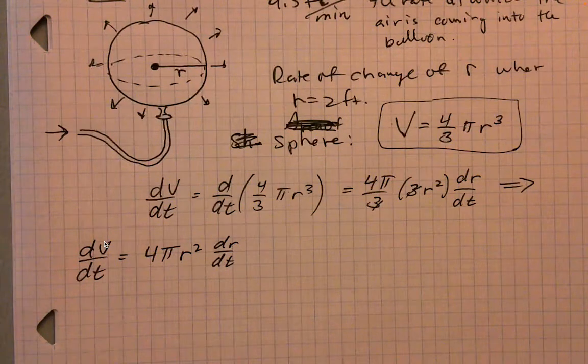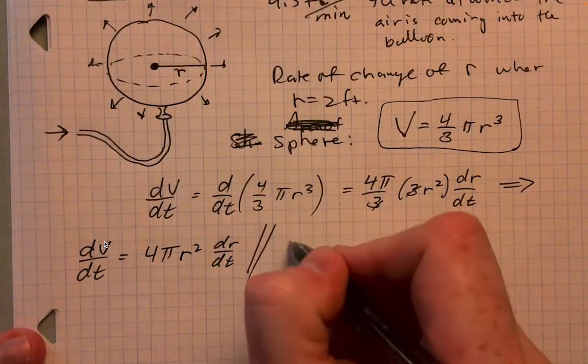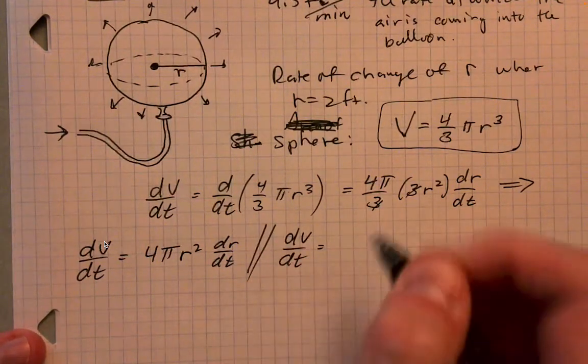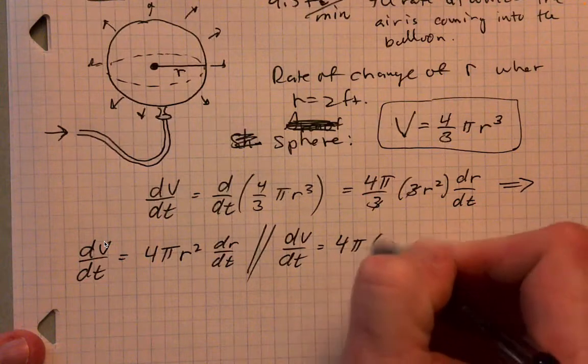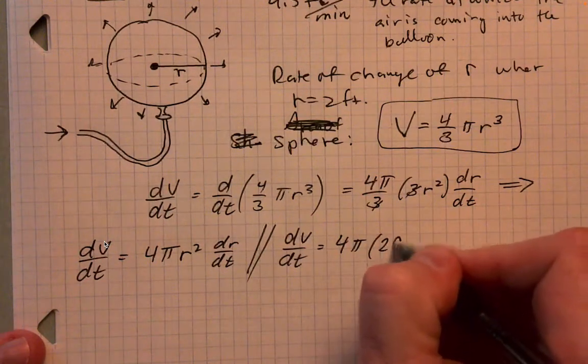So we're asked to identify the rate of change of the radius at the moment when the radius is 2 feet. Okay, so let's just figure that out quick. So dV/dt would be equal to 4 times pi. Now the radius is going to be 2 feet.